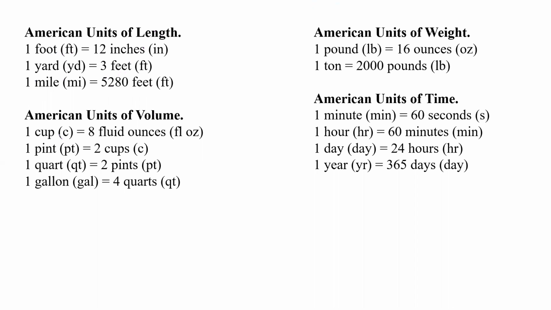Now with volume, we can do 1 cup is 8 fluid ounces, 1 pint is 2 cups, 1 quart is 2 pints, 1 gallon is 4 quarts, and so that would be our volume. Now weight, not too many differences here. 1 pound is 16 ounces and 1 ton is 2,000 pounds. And then we have time. Here we have 1 minute is 60 seconds, 1 hour is 60 minutes, 1 day is 24 hours, and 1 year is 365 days, except for leap year, which would be 366. So those are our different units we're going to use.